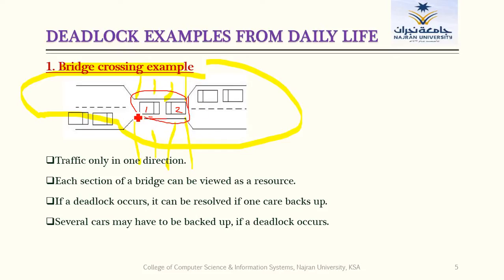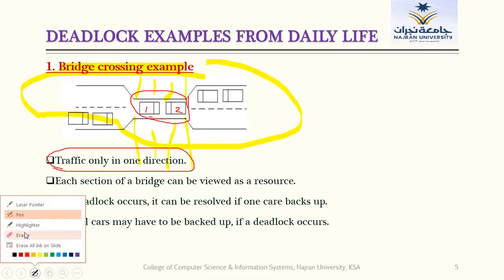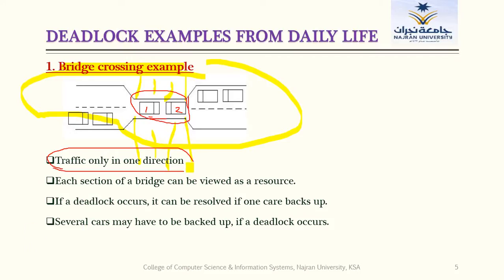Maybe many times we have faced this problem on the road whenever we are driving. Now why does this occur? Because traffic is only in one direction. This is our first thing. We have traffic in only one direction, not one way like this. Now each section of the bridge can be viewed as a resource.